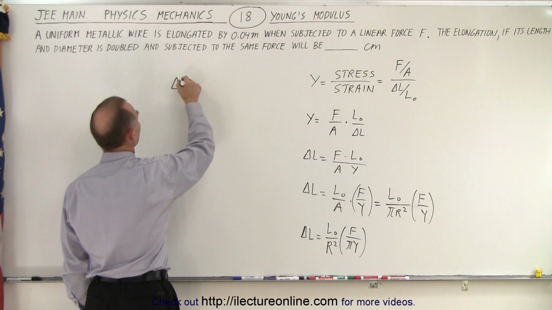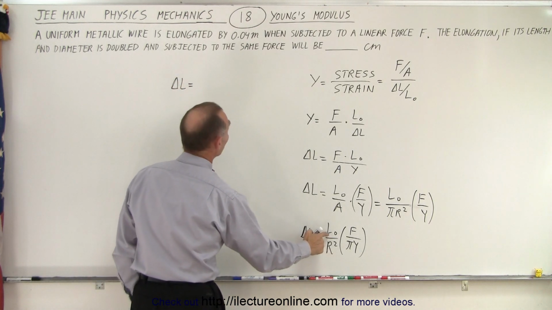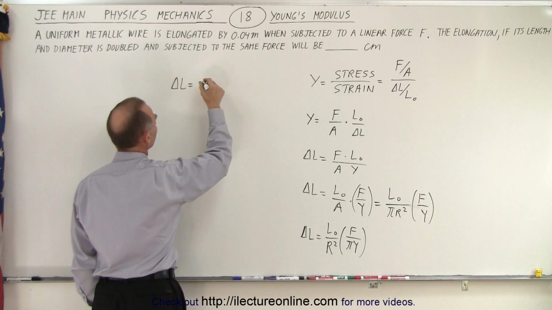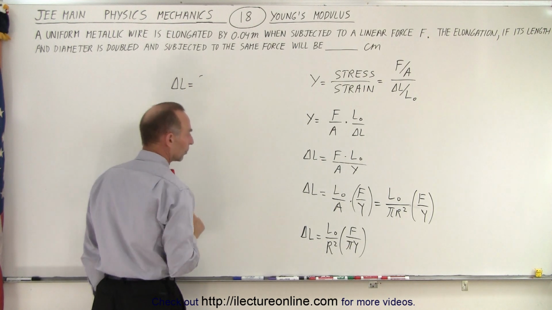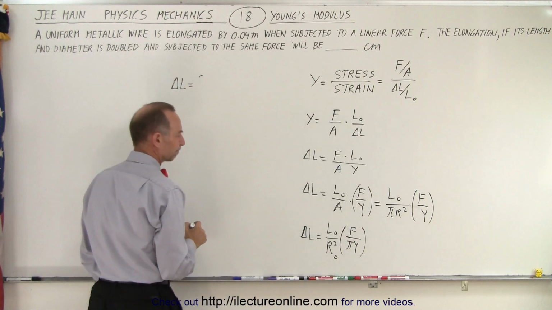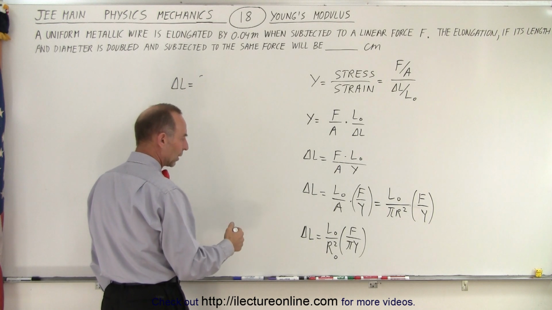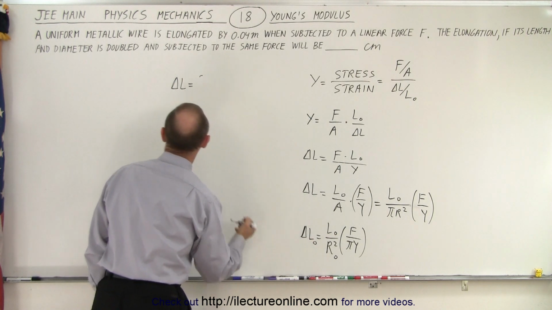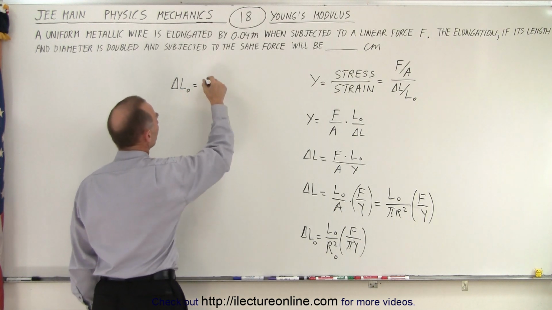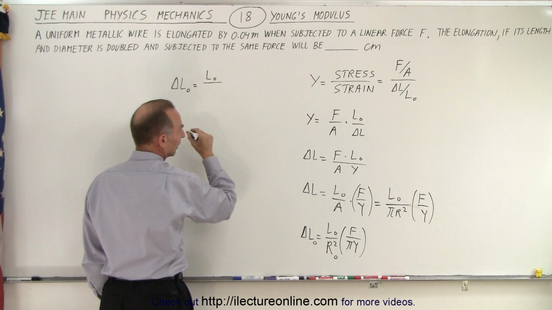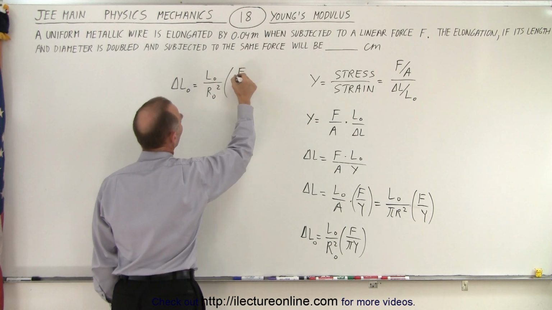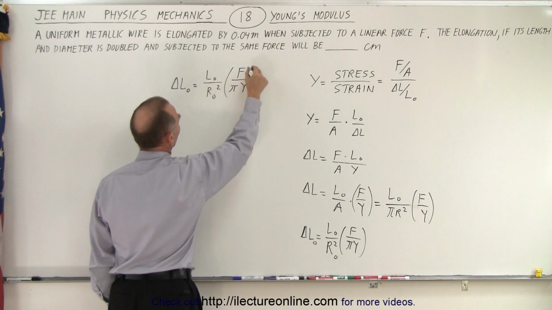So delta L is going to be equal to, we are doubling the length, so delta L is going to be 2 times, let's see here, how are we going to do that? Initial length, initial radius, that's going to be the initial delta L. So initial delta L is going to be equal to original length divided by r initial squared times, of course, the constant that doesn't change, the force divided by pi times Young's modulus, like this.